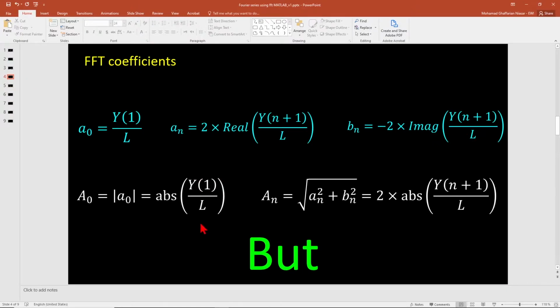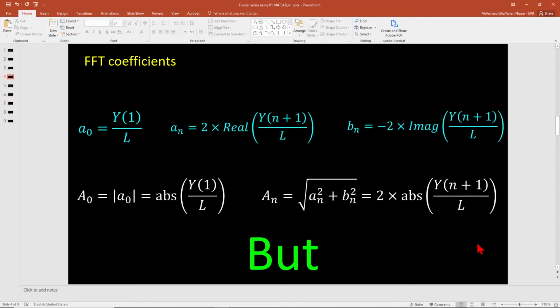And obviously, we can also calculate the magnitudes of the harmonics. For the DC part, it is the ABS of Y1 divided by L. And for the harmonic, it is the square root of An squared plus Bn squared, which is equal to 2 times the absolute value of Y(n+1) divided by L.